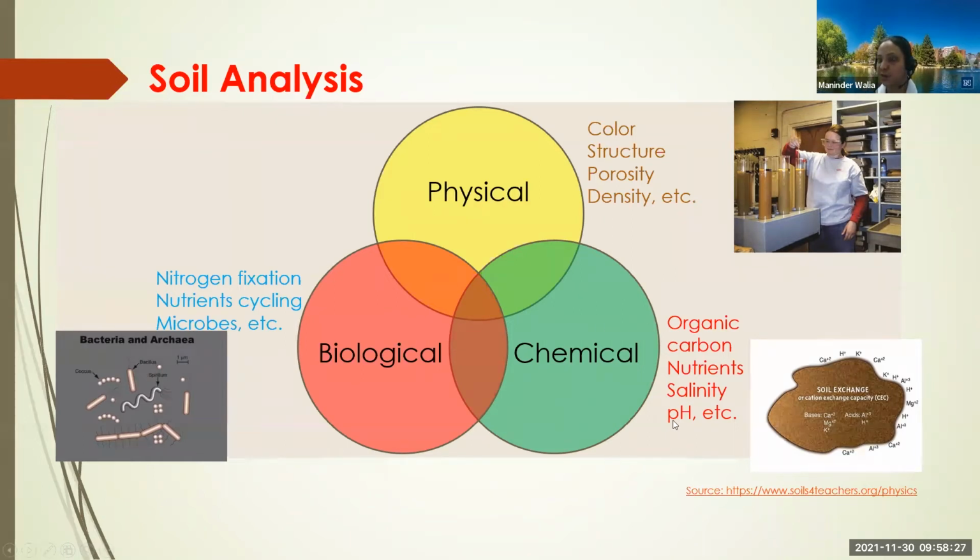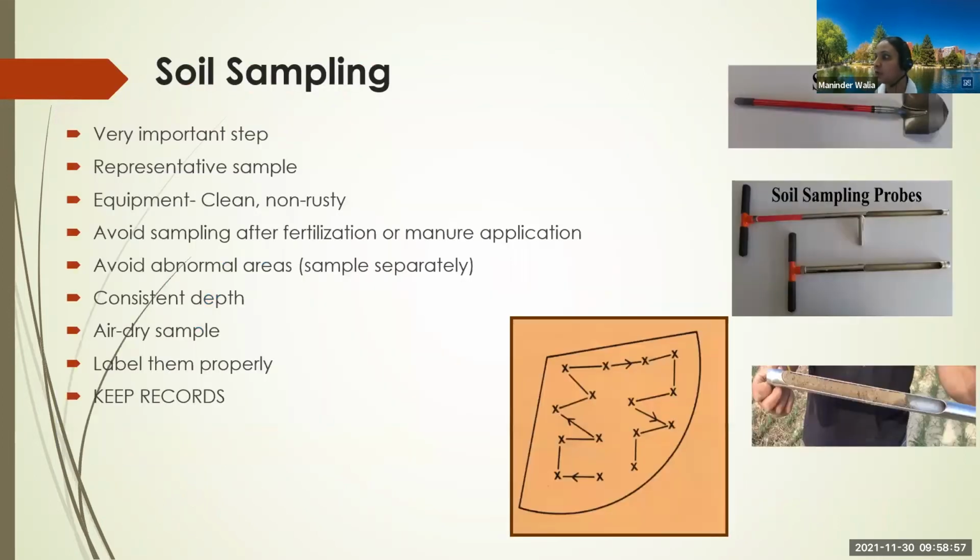For instance, the soil pH. If the soil pH is lower, blueberries love to be in acidic soil. So if you get to know the pH, we can find out which crops would be best produced on that piece of land. And before we send the sample to the soil analysis, it is very important to get a representative sample of the soil and send it to the lab.